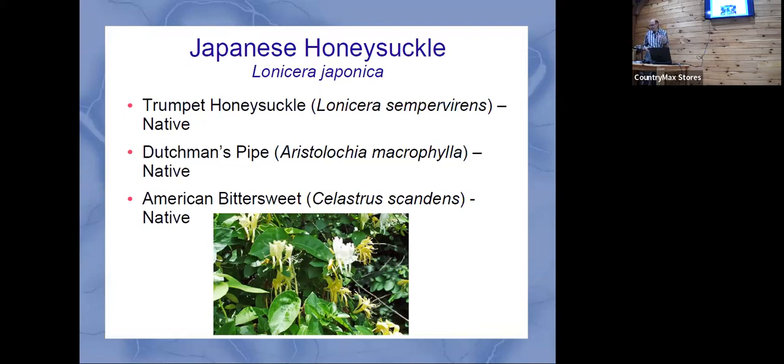So I would take out the Japanese honeysuckle, and replace it with our native trumpet honeysuckle or Dutchman's pipe or American bittersweet. If you want a lovely vine to climb a trellis or whatever, there are nice natives that would take the place of an invasive vine instead.